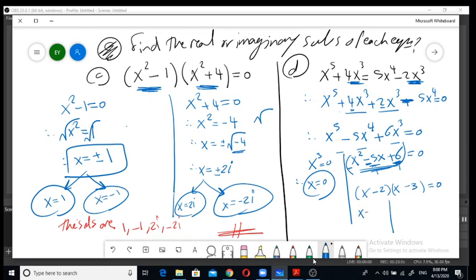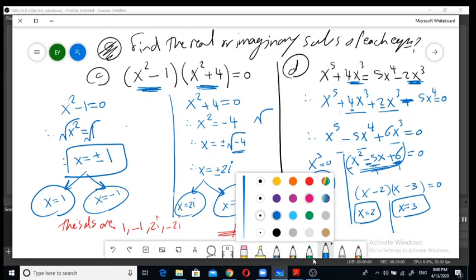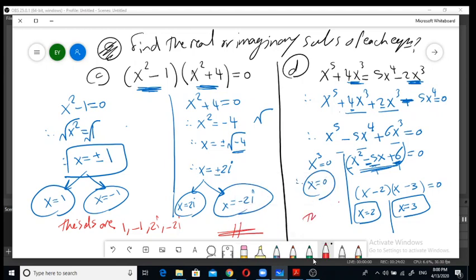Then we have x minus 2 is equal to 0 and x minus 3 is equal to 0. So x is equal to 2 and x is equal to 3. So the solutions are 0, 2, and 3.